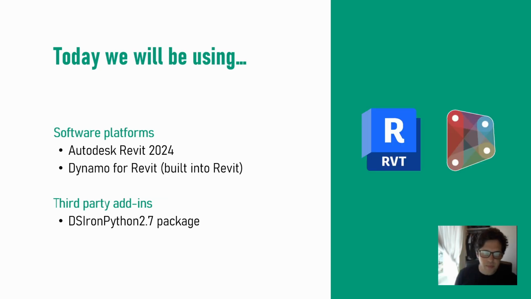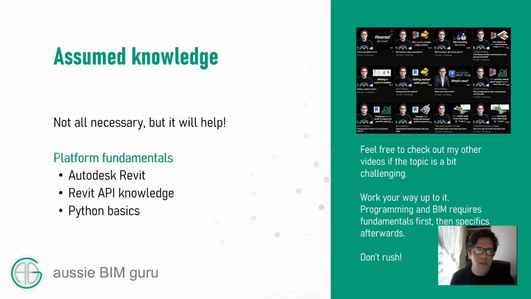Today I'll be using Revit 2024 and the built-in Dynamo version at this time, and I'll also be using the DS IronPython 2.7 package just so I can write in IronPython. I believe this workflow should work pretty much the same way in CPython 3, but I choose to work in IronPython. It is assumed you'll have some fundamental knowledge of Revit itself, a little bit of API knowledge, but I will try to explain all the API as I go. As well as this, also just some basics in Python.